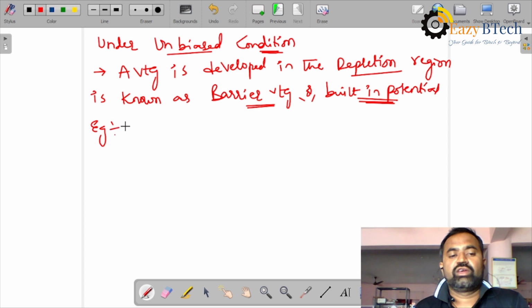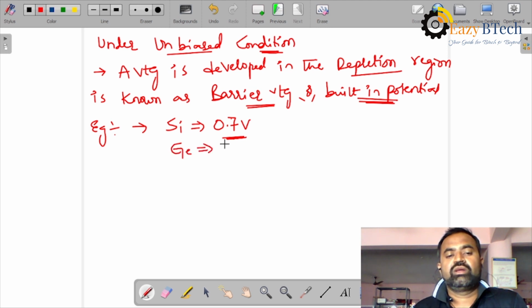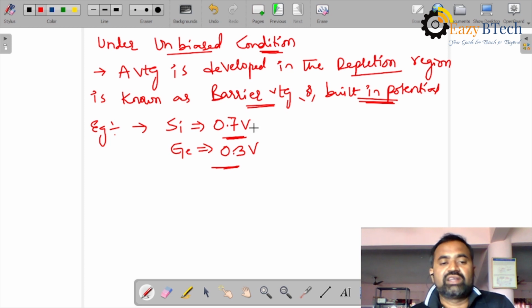For example, if the material is silicon, this barrier voltage is 0.7 volts. If the material is germanium, the built-in potential or barrier voltage is 0.3 volts. The barrier voltage developed within the depletion region is 0.7 for silicon and 0.3 for germanium.